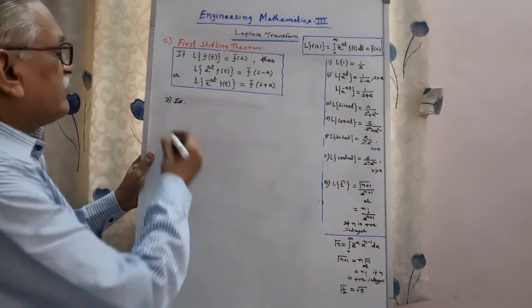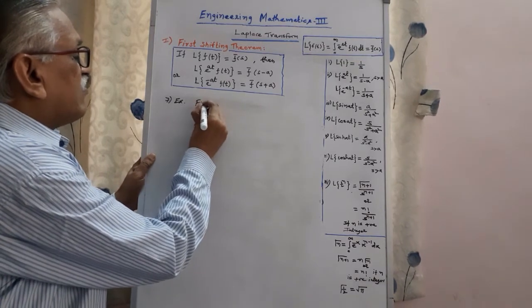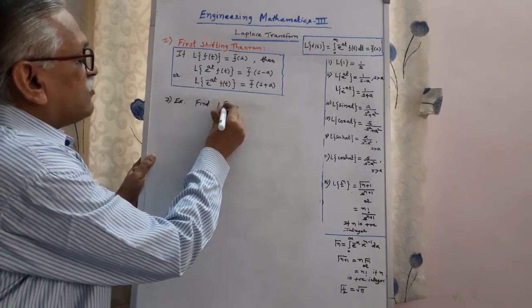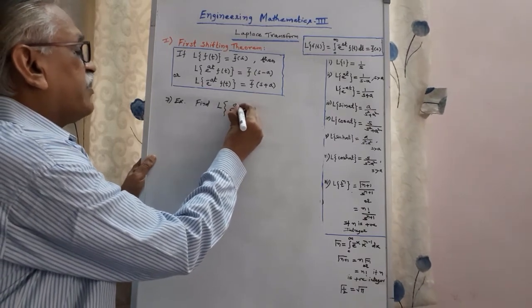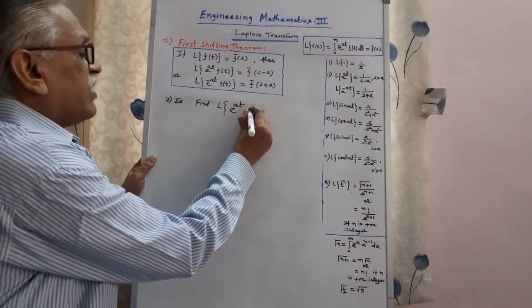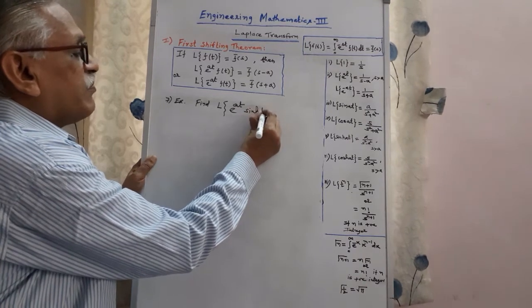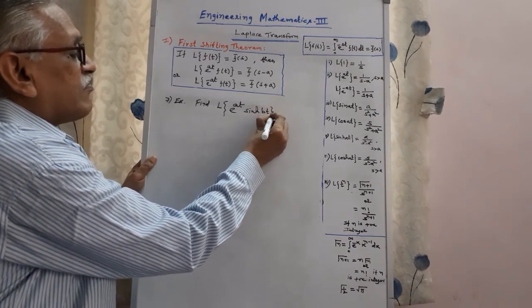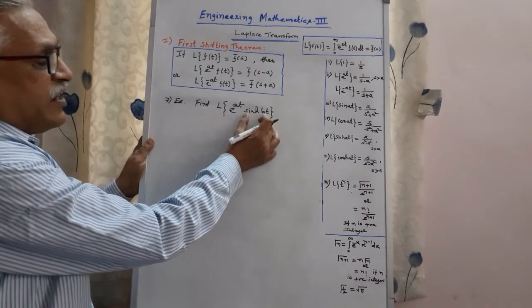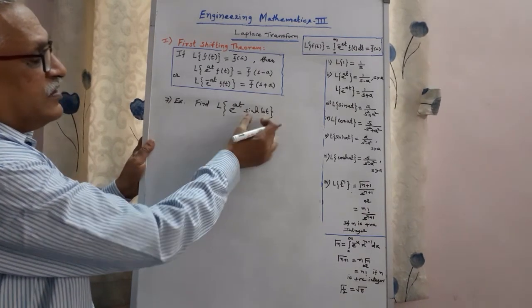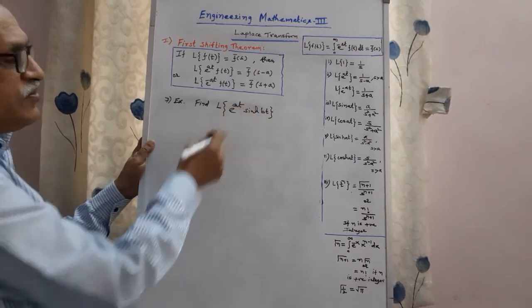Example: find the Laplace transform of e raised to at into sine hyperbolic bt. Here the function f of t is sine hyperbolic bt multiplied by e raised to at, meaning it is a problem of first shifting theorem.